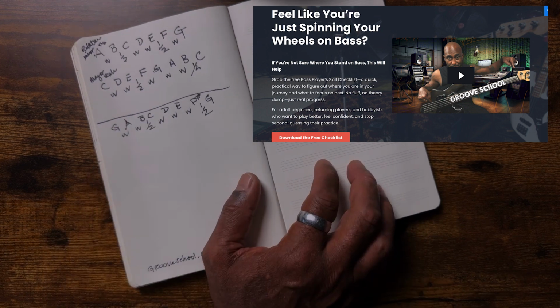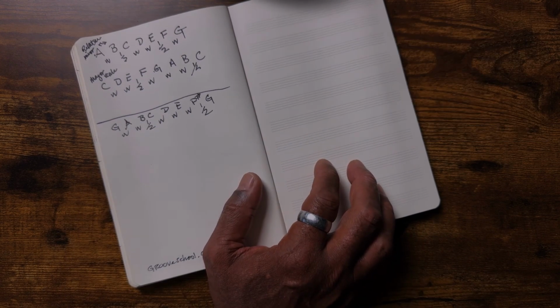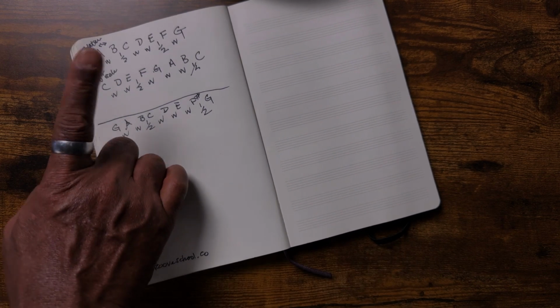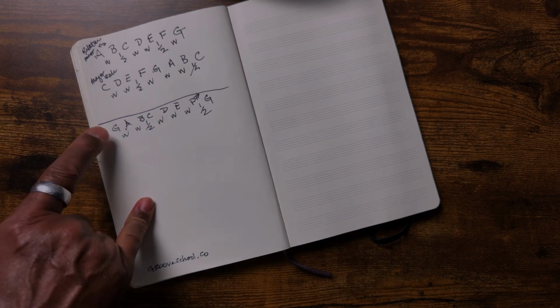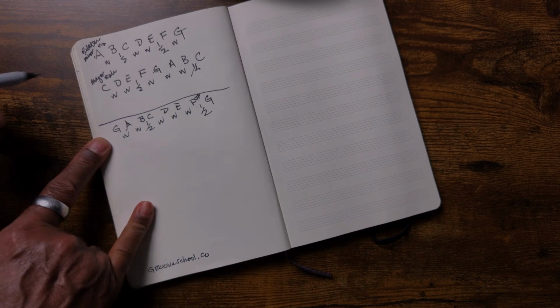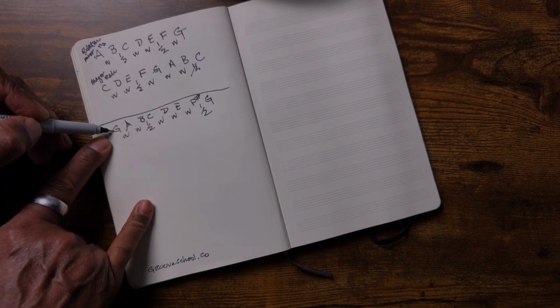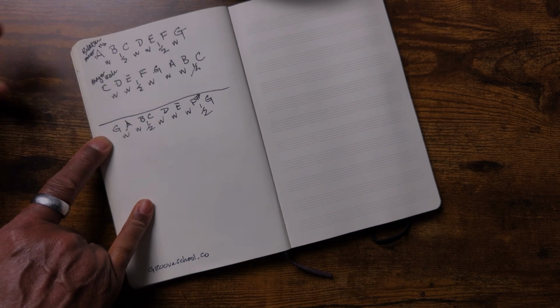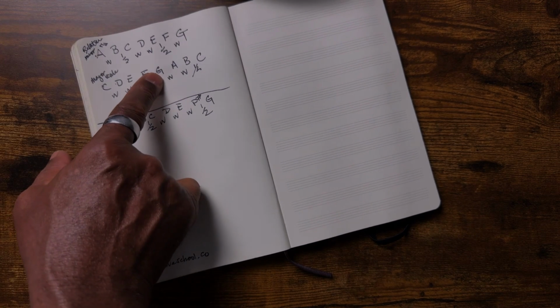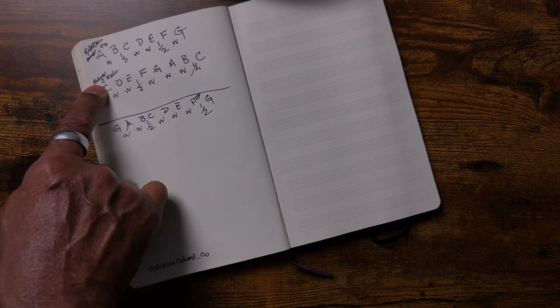Let's talk about this concept of the circle of fifths. What in the world? Well, there's the key of C, and then we did the key of G. How many notes is G away from C? 1, 2, 3, 4, 5. Oh, good grief, it's a fifth away from C. G is a fifth away from C.